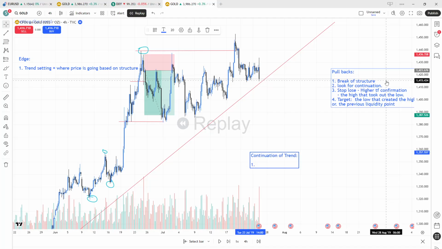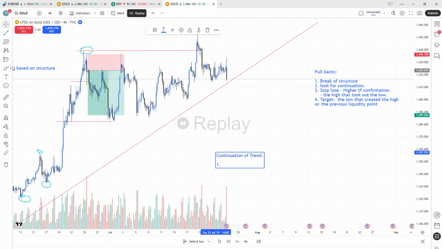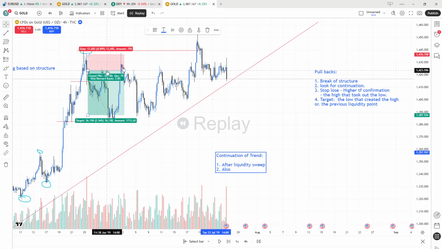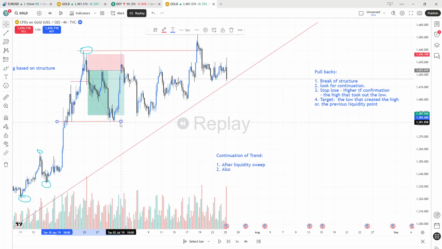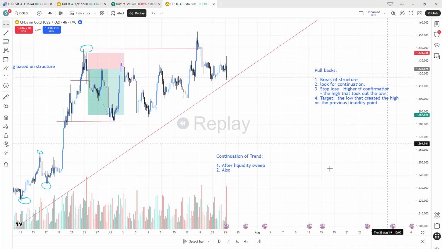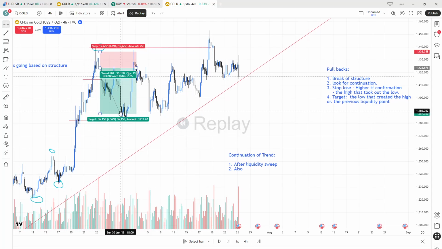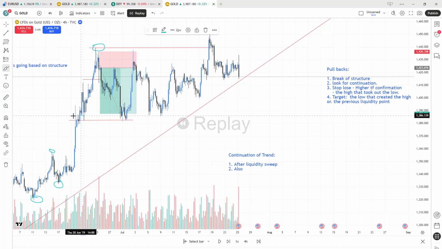Okay, for buys, what we notice in this area is that price came after a liquidity sweep. What I mean by liquidity sweep is basically this. Liquidity sweep refers to this point right here.